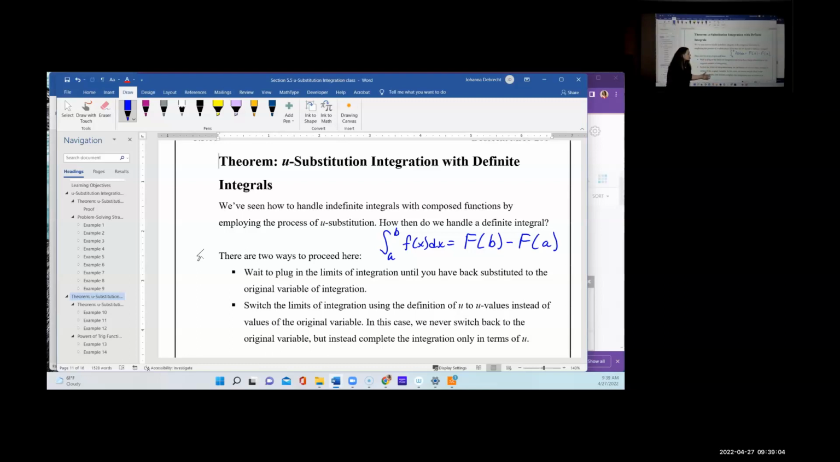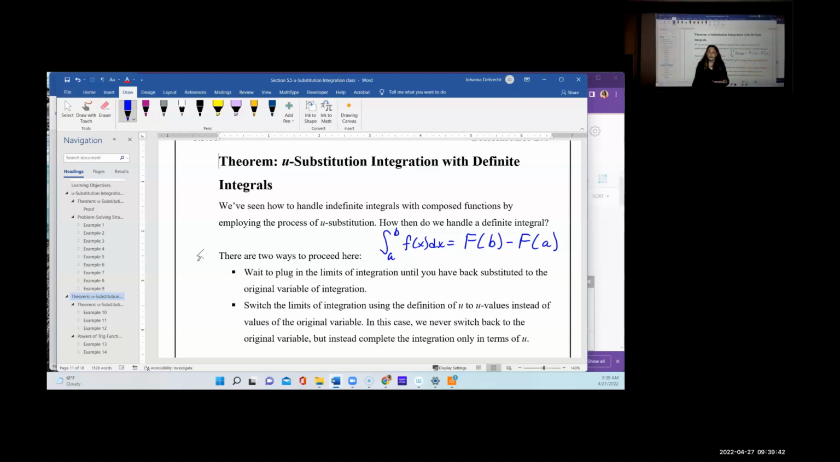So method two says, okay, I'm going to find the antiderivative function in terms of u, which I have to do anyway. That has to happen. But I'm not going to go back to the original variable, which in this case is x. I'm going to stay in u. What I'm going to do instead is change the limits of integration from being x values to being u values. Then I never have to go back to the original variable. I can stay in u and I can just plug them in directly.